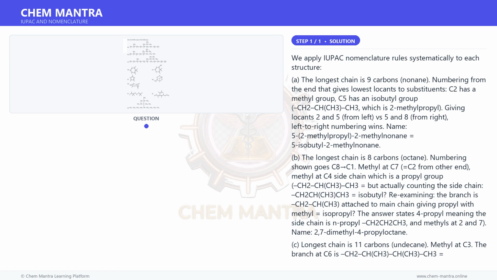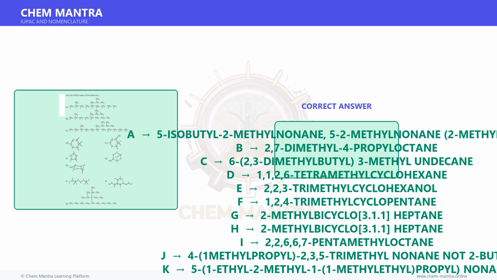Therefore, the correct matching is: A matches 5-isobutyl-2-methylnonane, B matches 2,7-dimethyl-4-propyloctane, C matches 6-(2,3-dimethylbutyl)-3-methylundecane, D matches 1,1,2,6-tetramethylcyclohexane, E matches 2,2,3-trimethylcyclohexanol, F matches 1,2,4-trimethylcyclopentane, G matches 2-methylbicyclo[3.1.1]heptane, H matches 2-methylbicyclo[3.1.1]heptane, I matches 2,2,6,6,7-pentamethyloctane, J matches 4-(1-methylpropyl)-2,3,5-trimethylnonane, not butyl, K matches 5-(1-ethyl-2-methyl-1-methylethylpropyl)nonane.